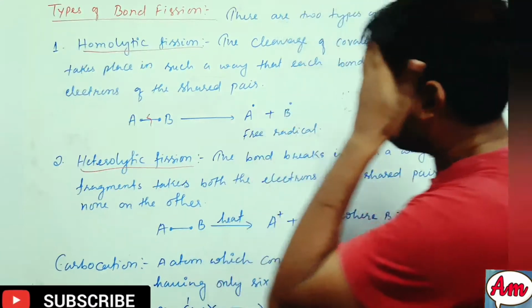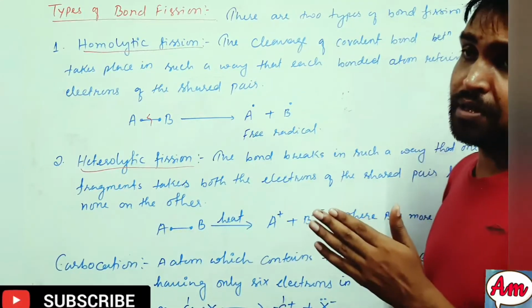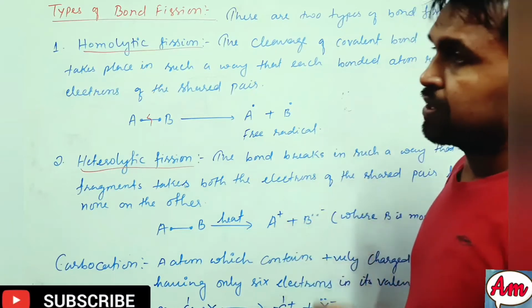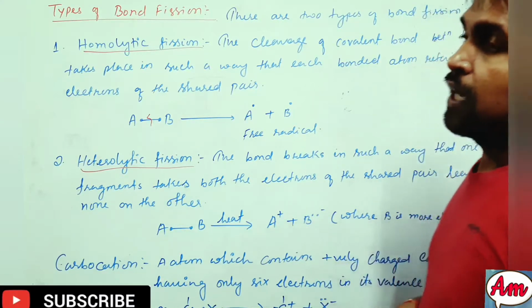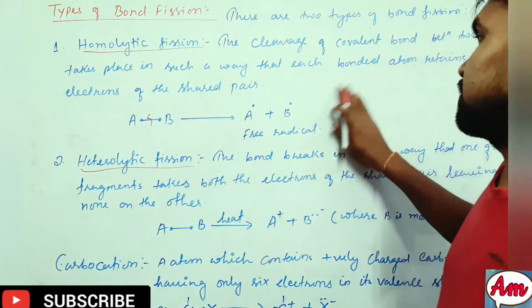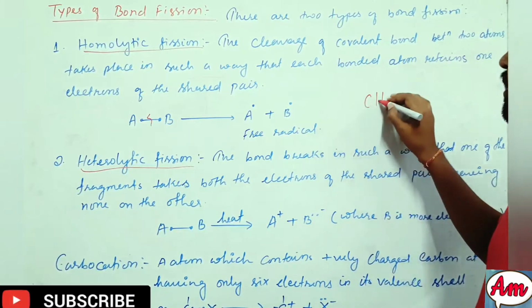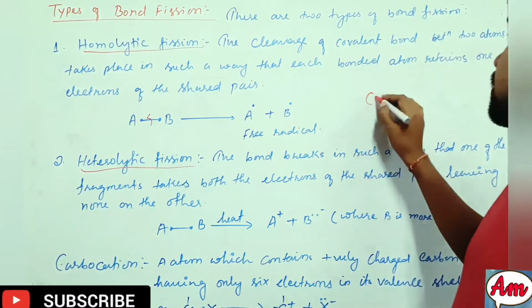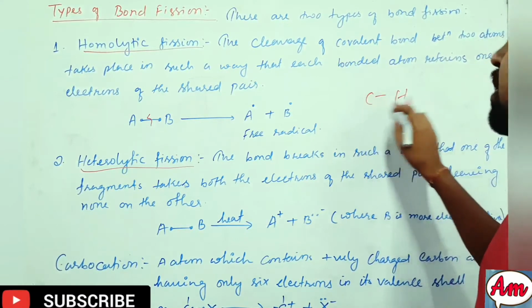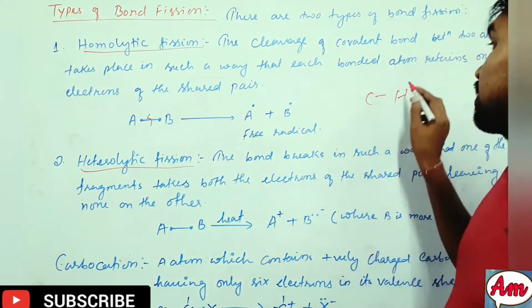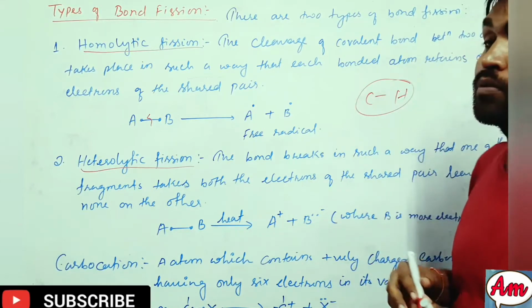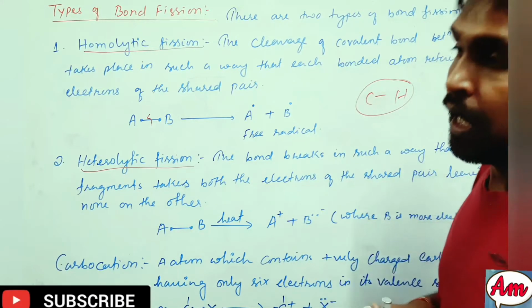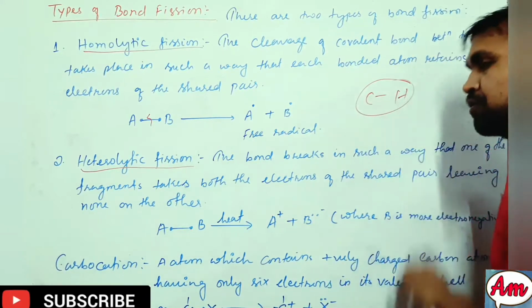Next is heterolytic bond fission. Heterolytic bond fission generally occurs in heterogeneous compounds. Heterogeneous compound means, for example, CH4. You can see C and H, these two are different atoms. So this is called a heterogeneous compound, a compound made up of different atoms.